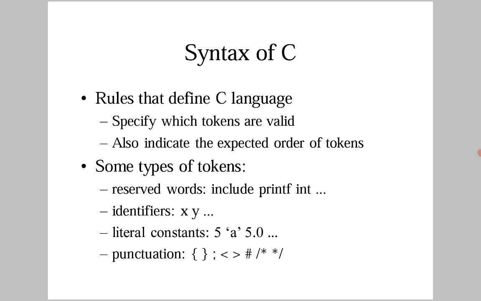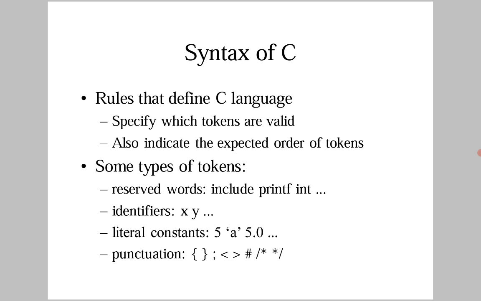Tokens contain reserved words or keywords, like include, printf. What are reserved words or keywords? These words have a special meaning to the program and the compiler, and they can't be used as variables in a regular program, like include, printf, int. Identifiers are variables, like x, y, a, b, c. Then literal constants.